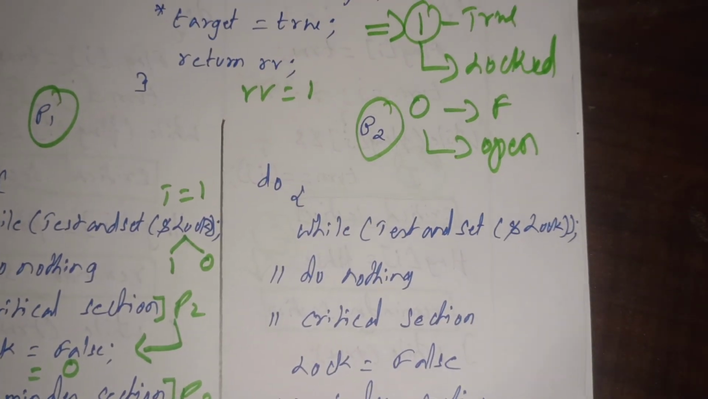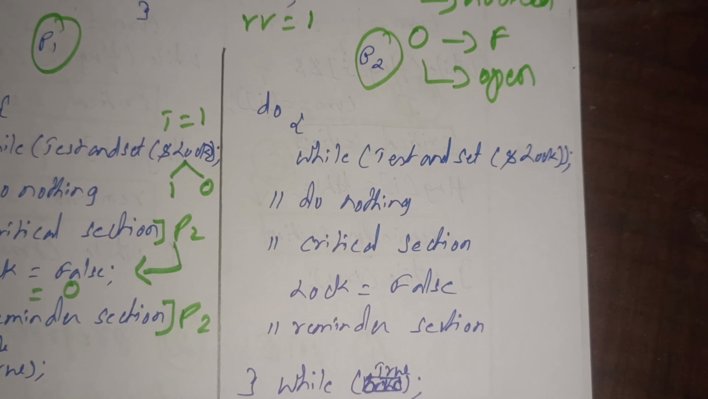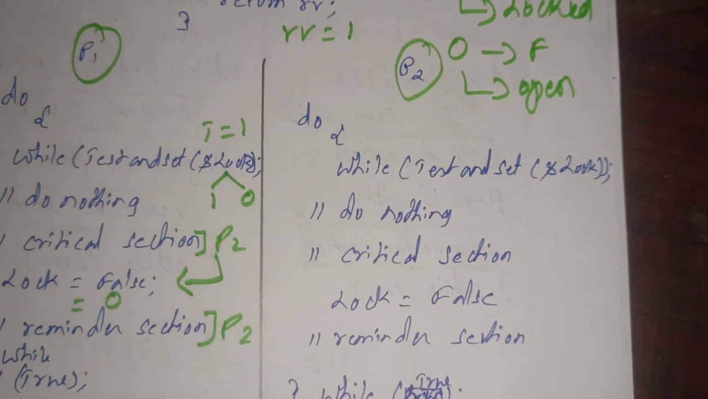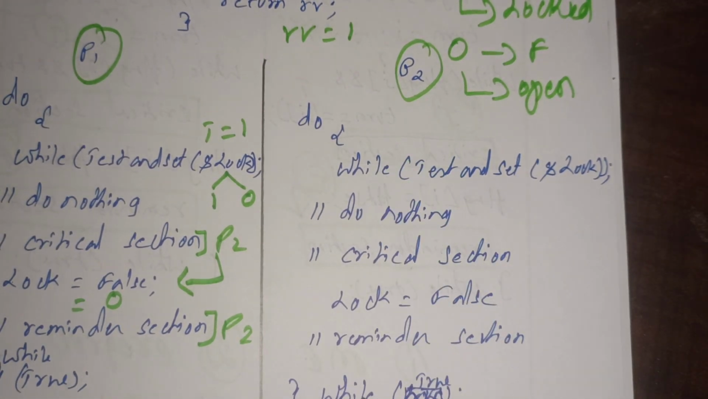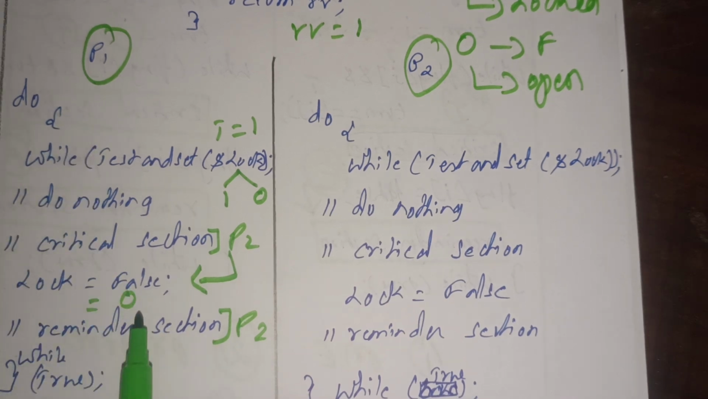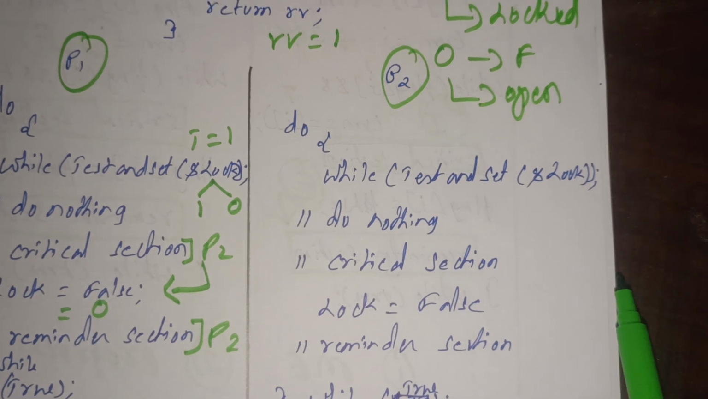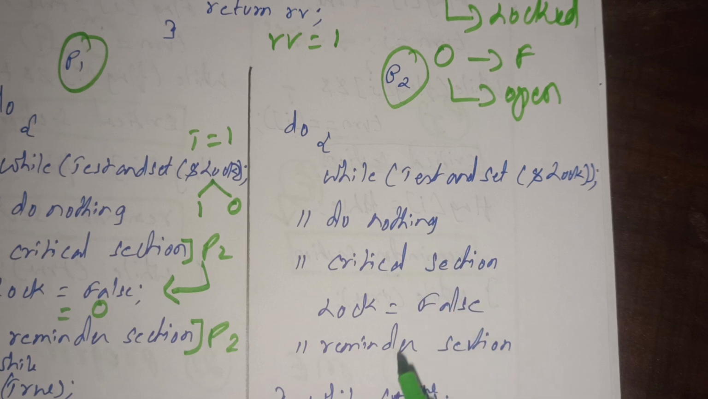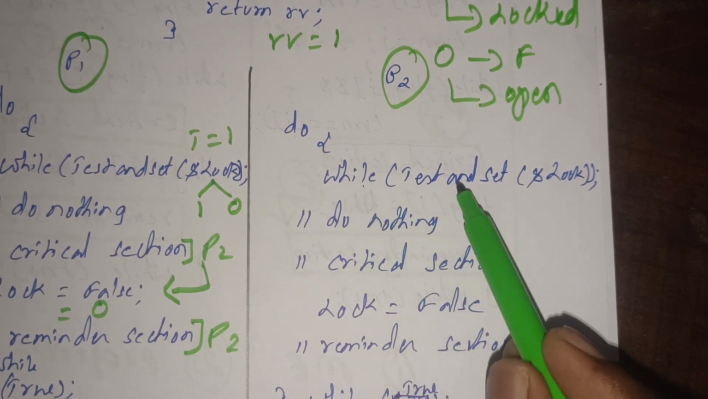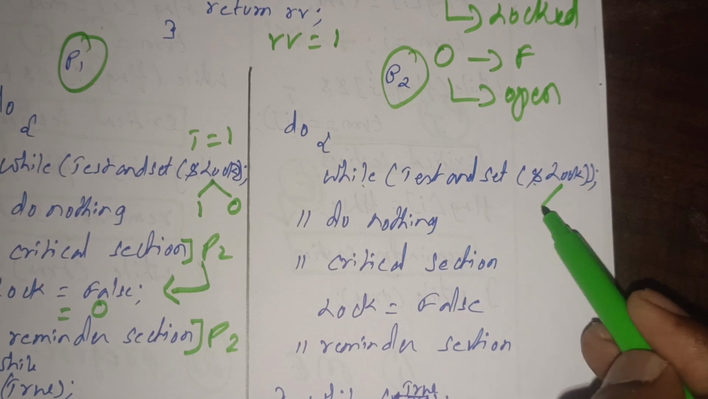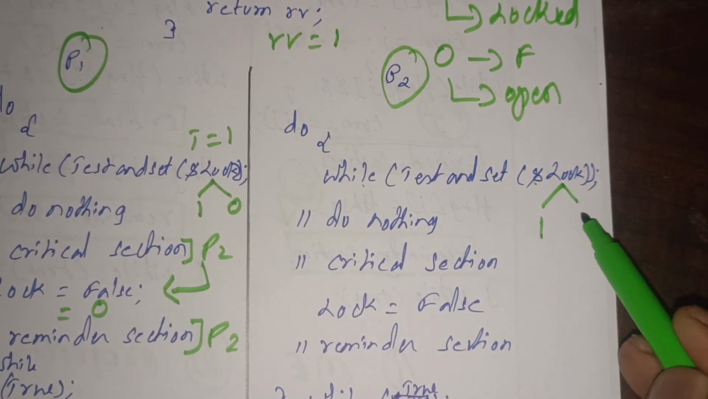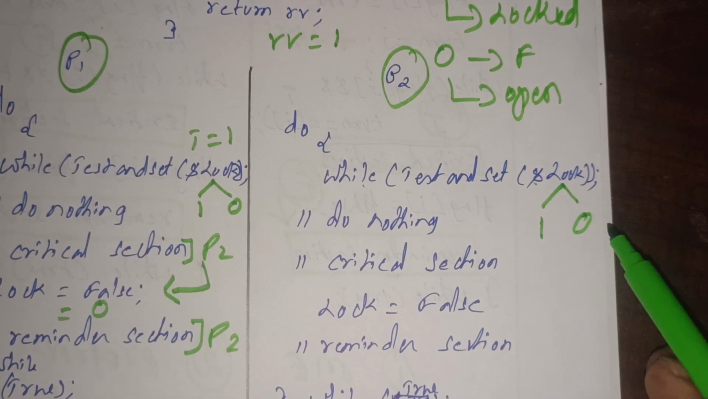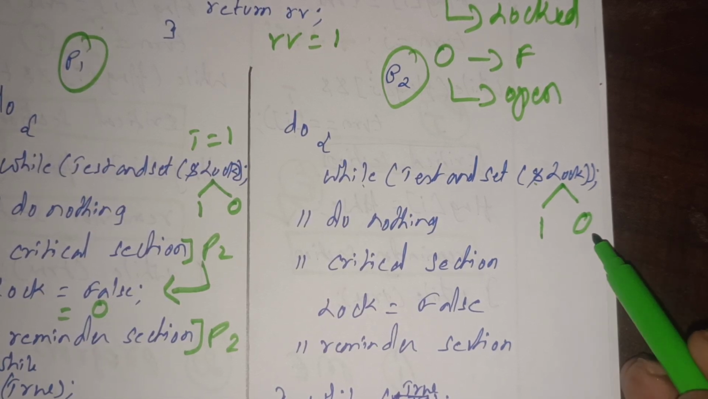Now get into the next part. Again, you can check the right hand side value. Now P2 is approaching. Initially I have taken P1 and I was checking who is inside. P2 is inside. Now say for example, next condition. If P2 wants to get enter, who is inside now? P1 is inside. How to check that? You can check that with while test and set ampersand lock. Ampersand lock is initially 1. I told you already.